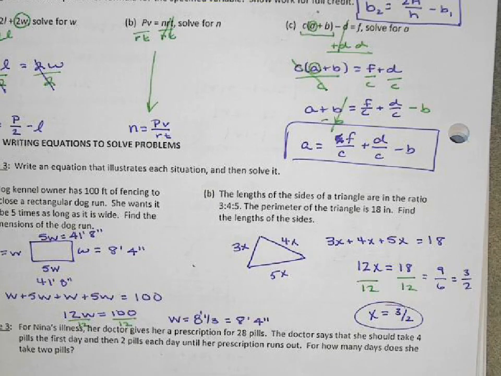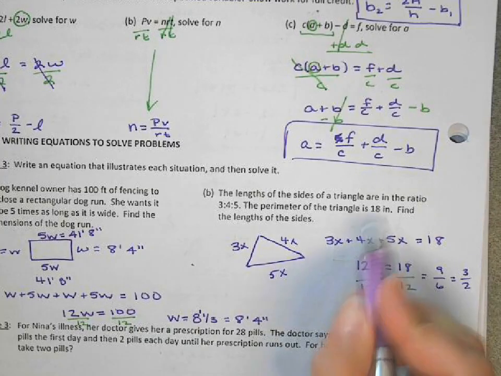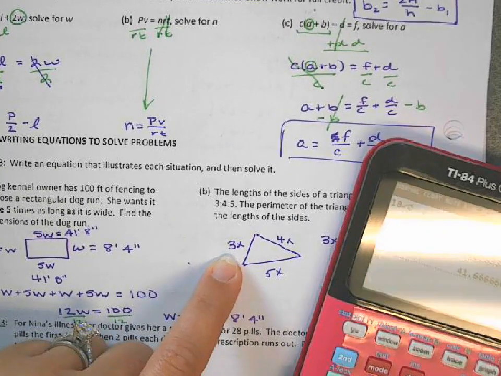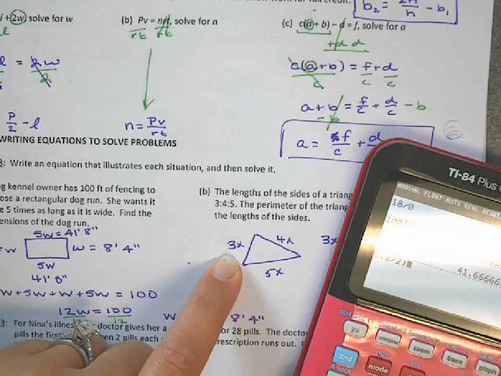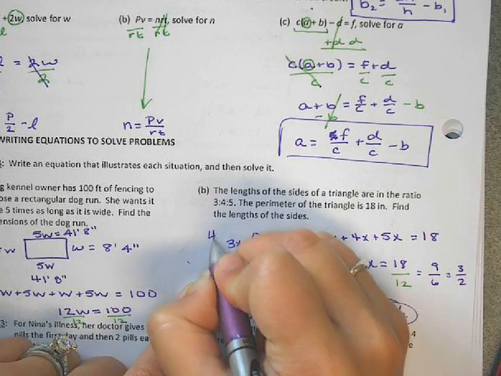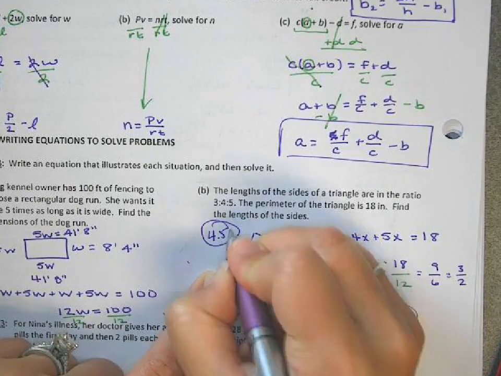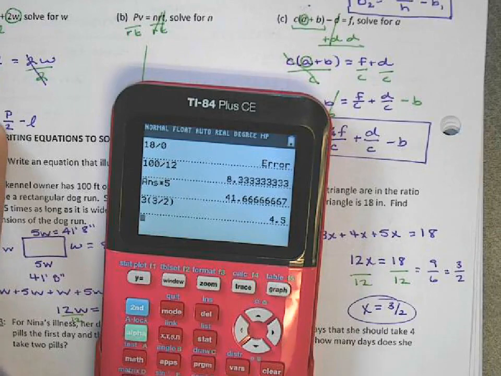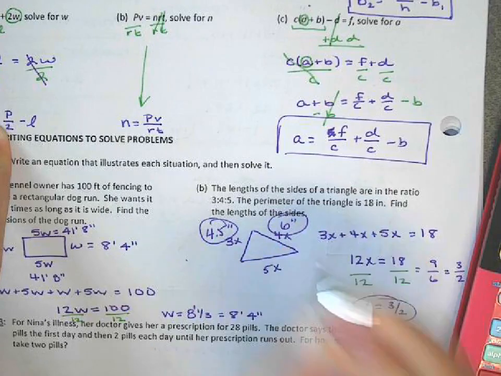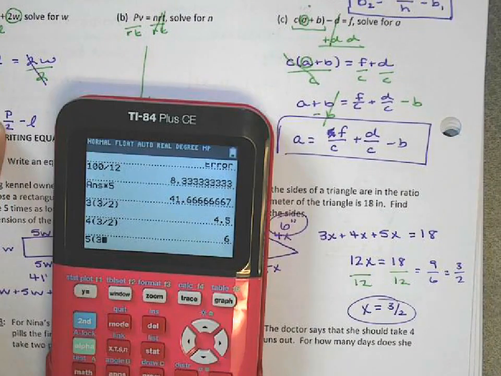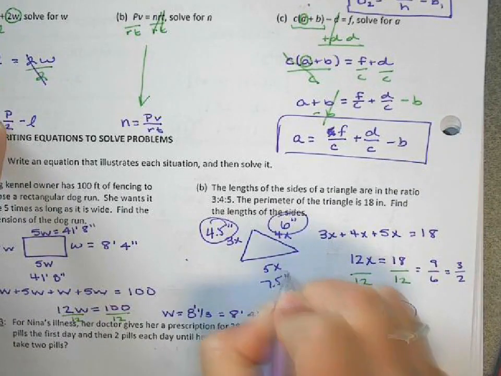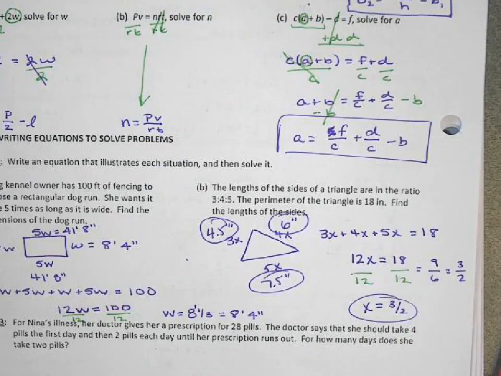When we're talking about lengths, especially if it's going to be inches, we can write it as a decimal. That would be okay. So 3 times 3/2 is 4.5 inches. 4 times 3/2 is 6 inches. 5 times 3/2, 7.5 inches. And there you found the 3 sides of the triangle.